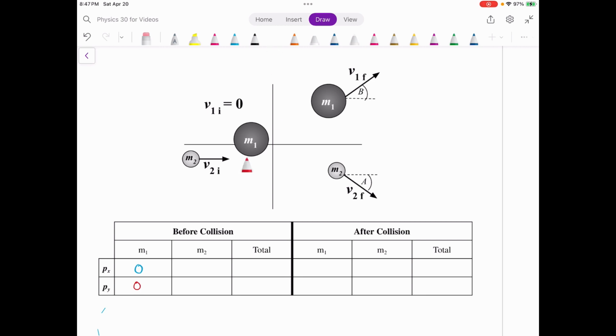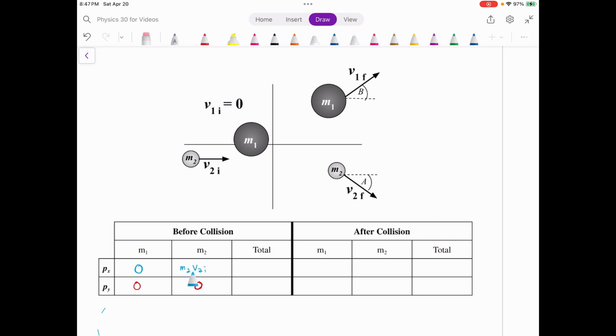Mass 2 is slightly different, but mass 2 is moving just along the x-axis, right? There's no angle, no x, y components. I mean, there are, but the x component is the entire momentum, and the y component is just 0. So since it's not moving vertically, the y momentum initially for mass 2 is 0, and the x component is just going to be its mass times its velocity, because that velocity is vx. It's all in the x-axis. So it's just going to be mass 2 times velocity 2 initial.